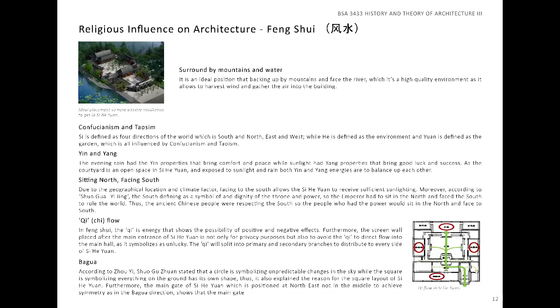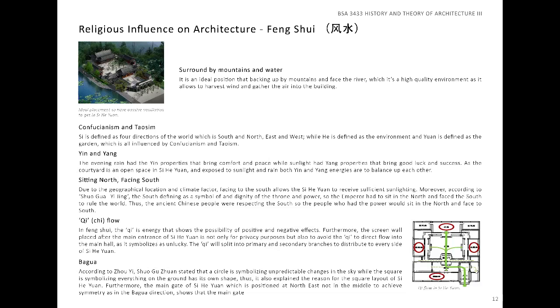Surrounded by mountains and water. Ideal placement to have passive ventilation in 四合院. Confucianism and Taoism. 四 is defined as the 4 directions of the world, which are south and north, east and west, while He is defined as the environment and Yuan is defined as the garden, which are all influenced by Confucianism and Taoism. Yin and Yang.